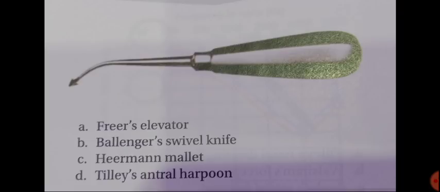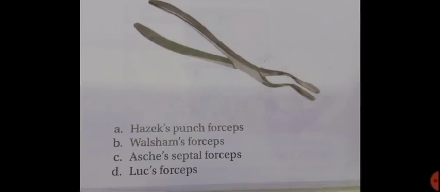The instrument shown here is Thiele's antral harpoon. It is a typical old type of instrument, not used nowadays, but previously a lot of antral punctures were done with this. It is used to create an artificial passage into the maxillary sinus through the nose via the inferior meatus. Nowadays, with functional endoscopic sinus surgery, via the endoscope we dilate the ostium in the middle meatus.